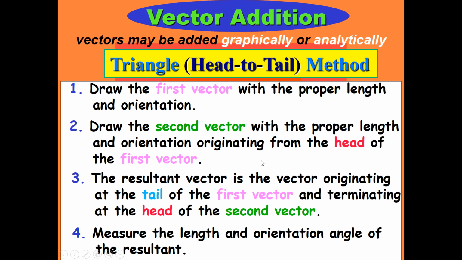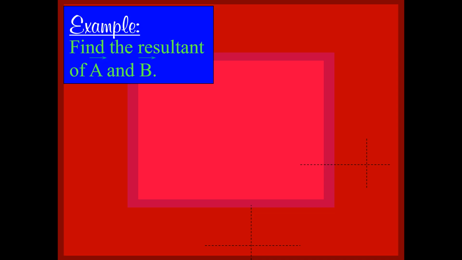The resultant vector is a vector originating from the beginning of the first vector, so from the tail, terminating at the head of the second vector. Then you would measure the length and orientation of the resultant. What on earth do we mean by that? Let's see a little example.